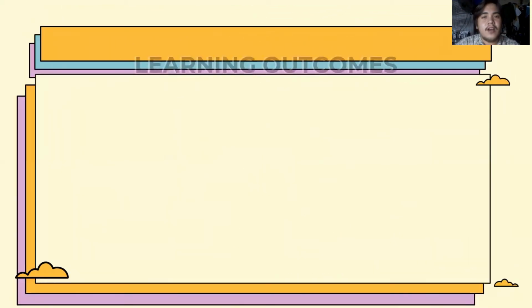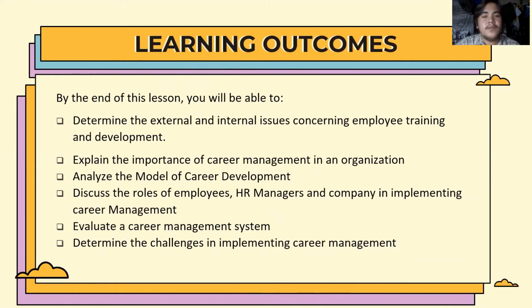And for learning outcomes, by the end of these lessons, we will be able to, first, determine the external and internal issues concerning employee training and development. Second, explain the importance of career management in an organization. Third, analyze the model of career development. Fourth, discuss the roles of employees, HR managers, and a company in implementing career management. Next, evaluate a career management system. And last, determine the challenges in implementing career management.